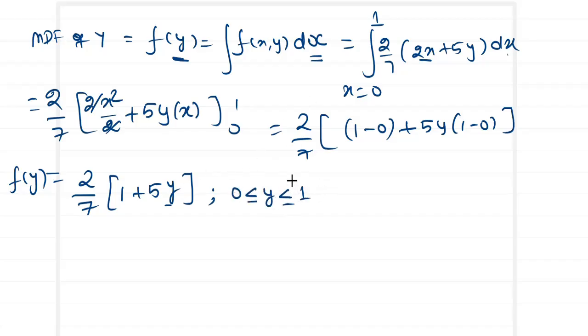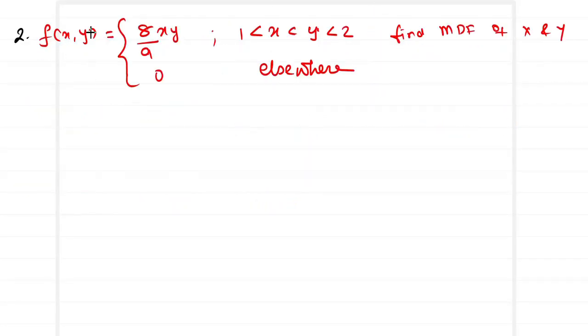So you can complete the marginal density function of y as 2 by 7 (1 plus 5y) for 0 less than y less than or equal to 1. We move on to our next problem, where f of x comma y is 8xy by 9 for 1 less than x less than y less than 2, and is 0 elsewhere. We'll have to find the marginal density function of x and y.